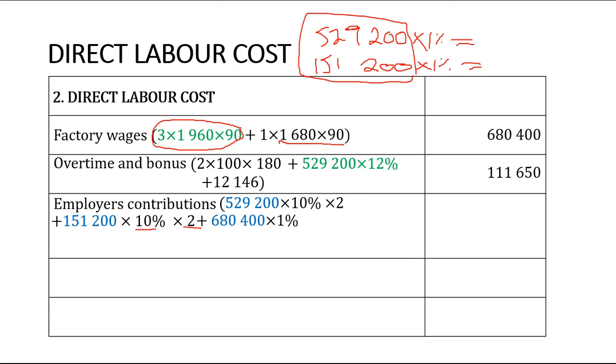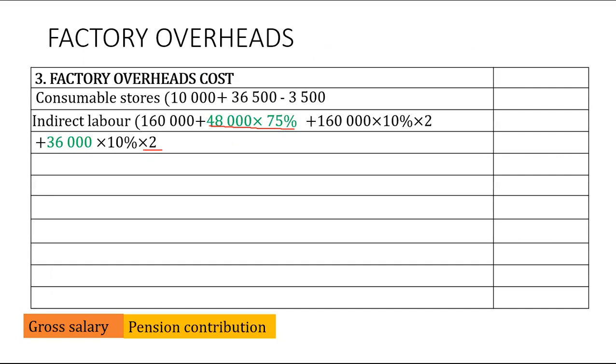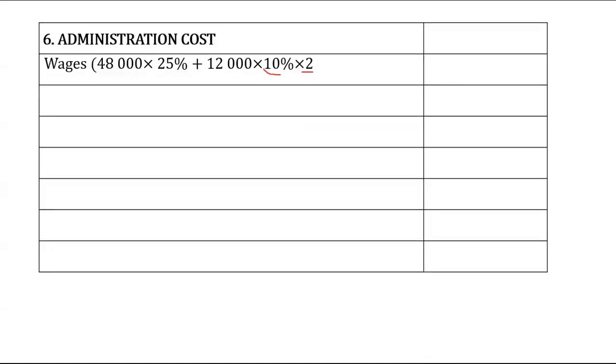Do the same with the supervisor. So it'll be 160 times 1% as well as 36,000 times 1%. Those are UIF contributions. We're not done because that cleaner also worked at the administration office. I will simply take the 25% of 48,000, which is 12,000. You just times it by 1%. Yay, so I'm done with UIF.